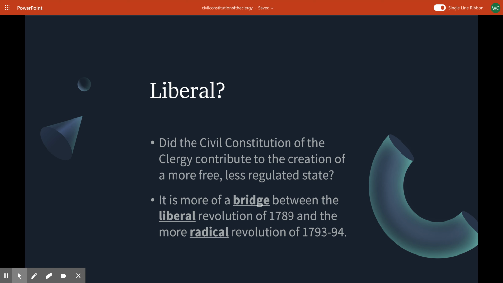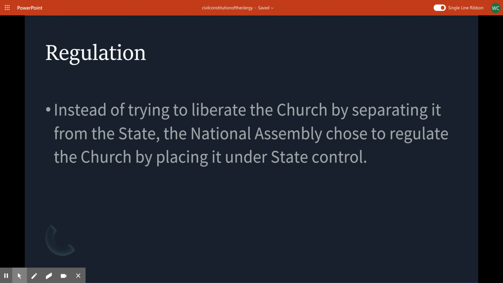So, really, the civil constitution of the clergy forms a bit of a bridge between the liberal revolution of 1789 and the more radical revolution of 1793 and 1794. We see some liberal elements: they're trying to take away privileges. That's a liberal belief and action to take. But then the regulations that are put on the church are not liberal at all.